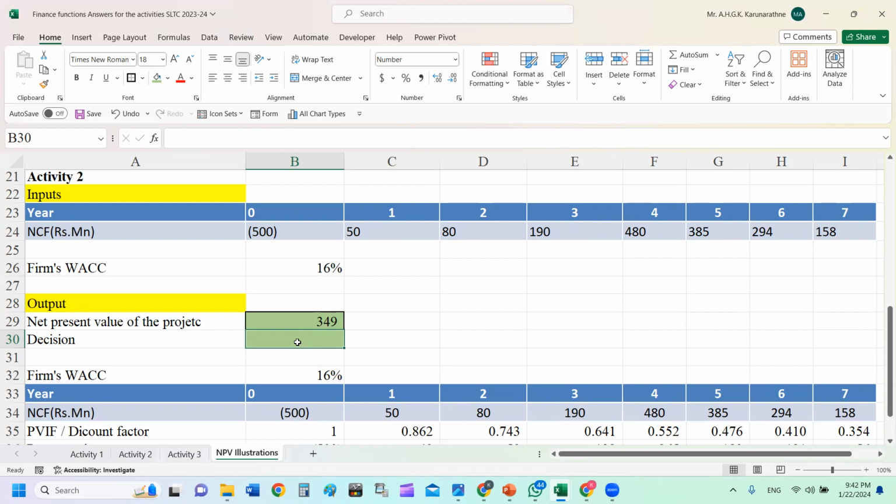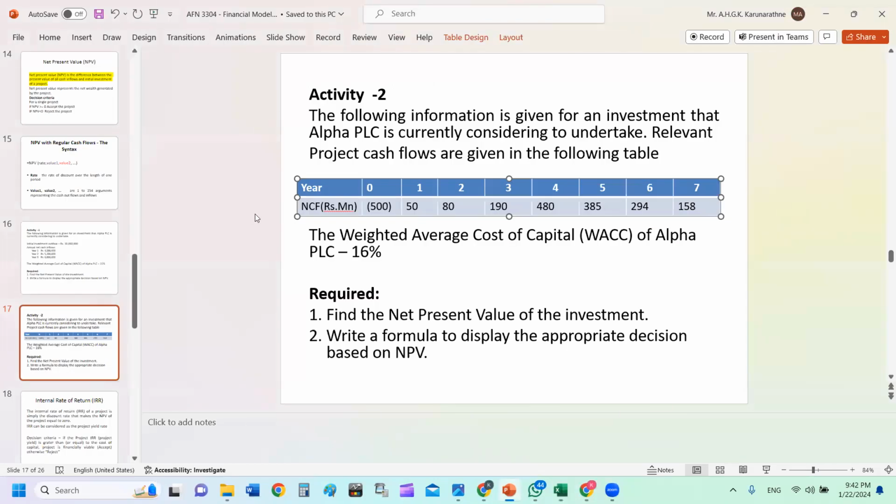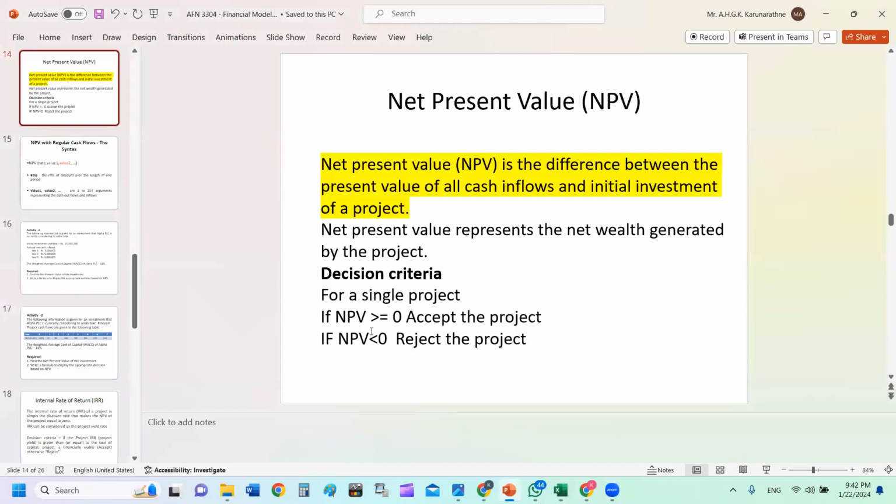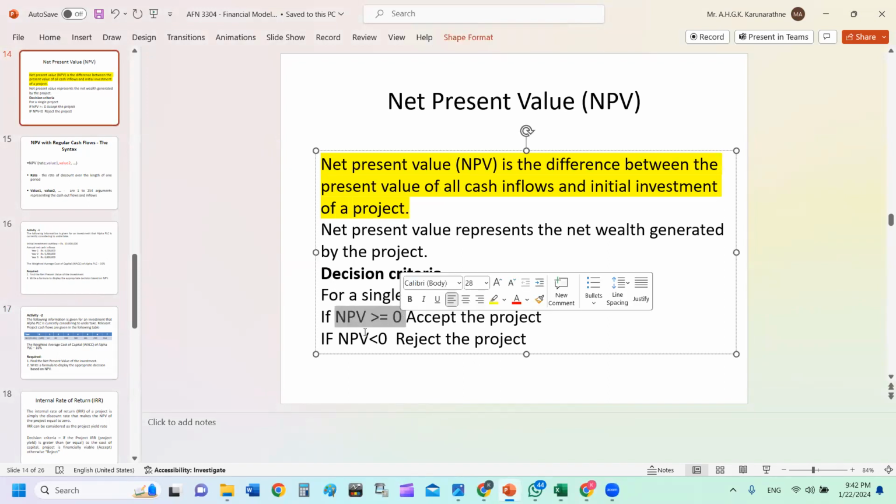Enabling the model to give the recommendation. You don't need to give the recommendation; the model will tell whether the project is to be accepted or not. Very easy. Look at the decision criteria, our selection criteria I mentioned at the beginning. If NPV is greater than or equal to 0, accept. If NPV is less than 0, reject.